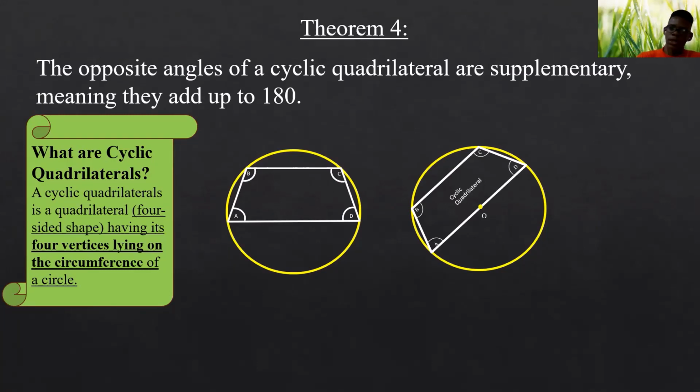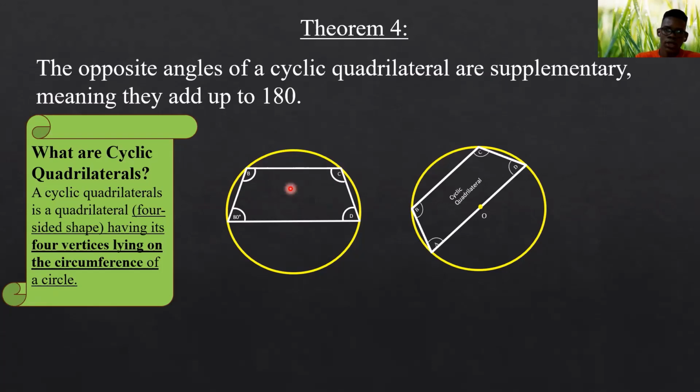So when we look at a cyclic quadrilateral, again, all four of our vertices are on the circumference. It means that the opposite angles within our cyclic quadrilateral actually add up to 180. So A plus C should equal 180, and also B plus D should equal 180. And that's what this theorem is telling us.